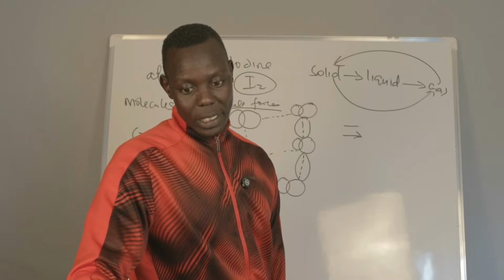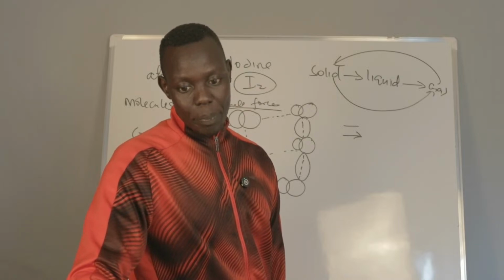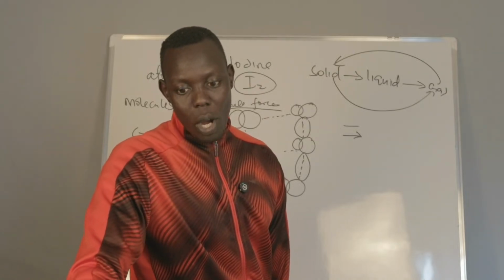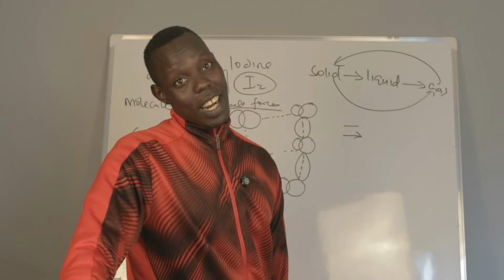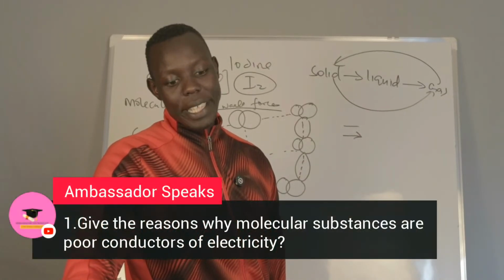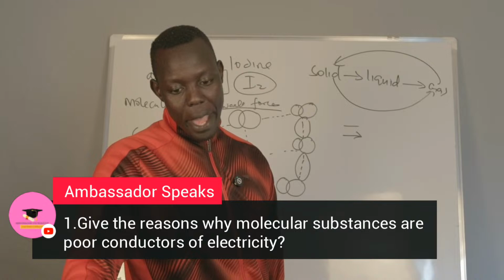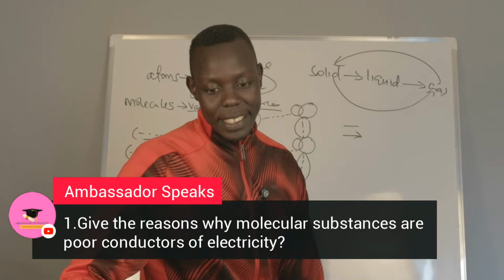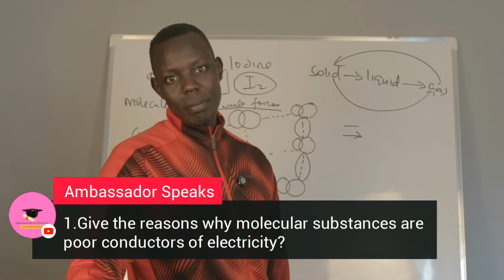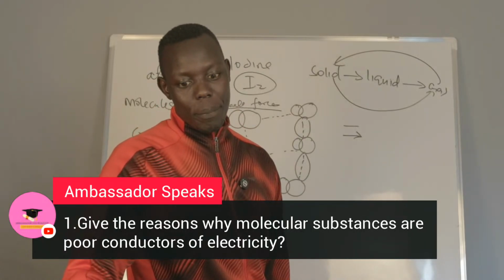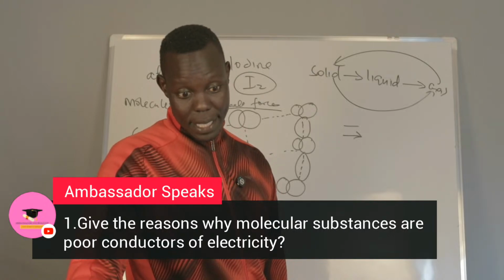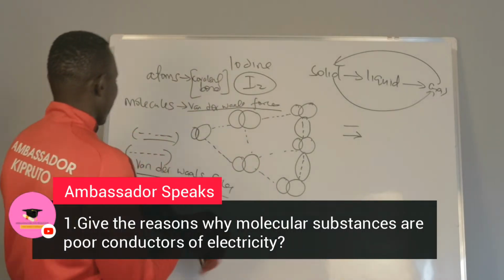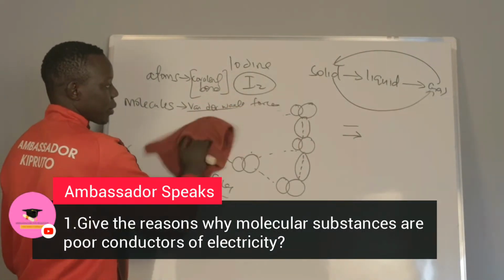I'm pasting it on the chat section so that we can answer it together. Give a reason why molecular substances are poor conductors of electricity. Like sugar, sulfur, iodine. Why are they poor conductors of electricity, of heat and electricity? I will answer it. The reason is because, okay, as you are thinking, allow me to be cleaning the board.